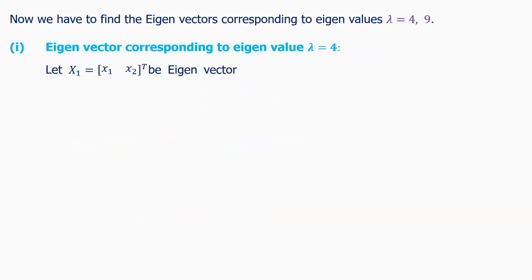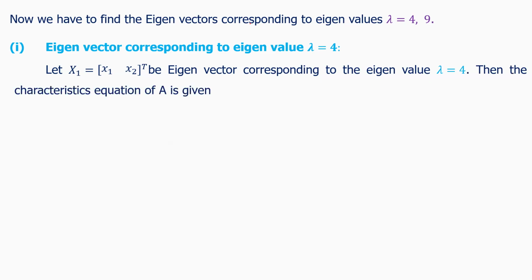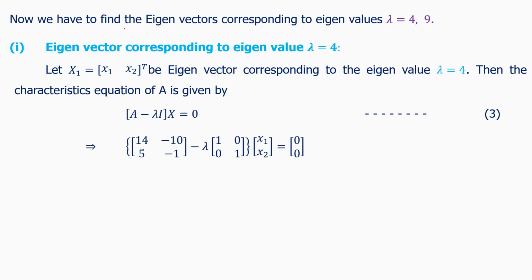Let x1, which is equal to the column vector (x1, x2) transpose, be the eigenvector corresponding to the eigenvalue lambda equal to 4. Then the characteristic equation of A is given by (A minus lambda I) times x equal to 0. Here, A is the given matrix [14, -10; 5, -1], and I is [1 0; 0 1], and x is (x1, x2), which is equal to (0, 0).